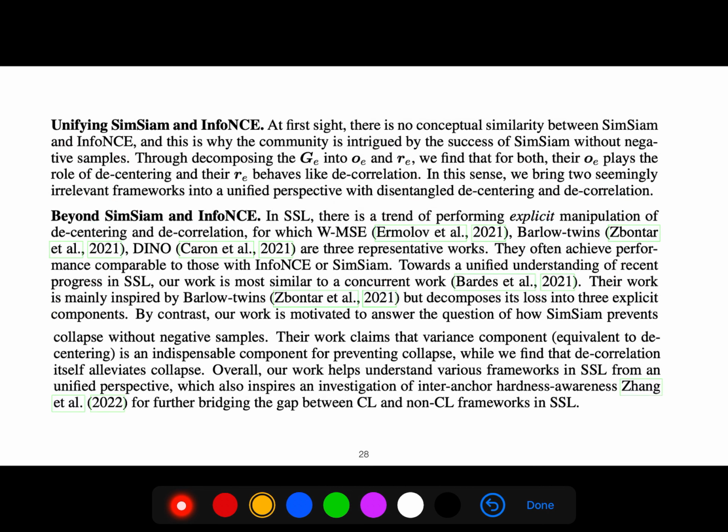But we can unify SimSiam with InfoNCE, because at first sight there is no conceptual similarity between SimSiam and InfoNCE, which I have explained both of them in different videos, and this is why the community is intrigued by the success of SimSiam without negative samples. Through decomposing the G sub E into O sub E and R sub E, center and residual, we find that for both, their center plays the role of decentering and the residual behaves like decorrelation.